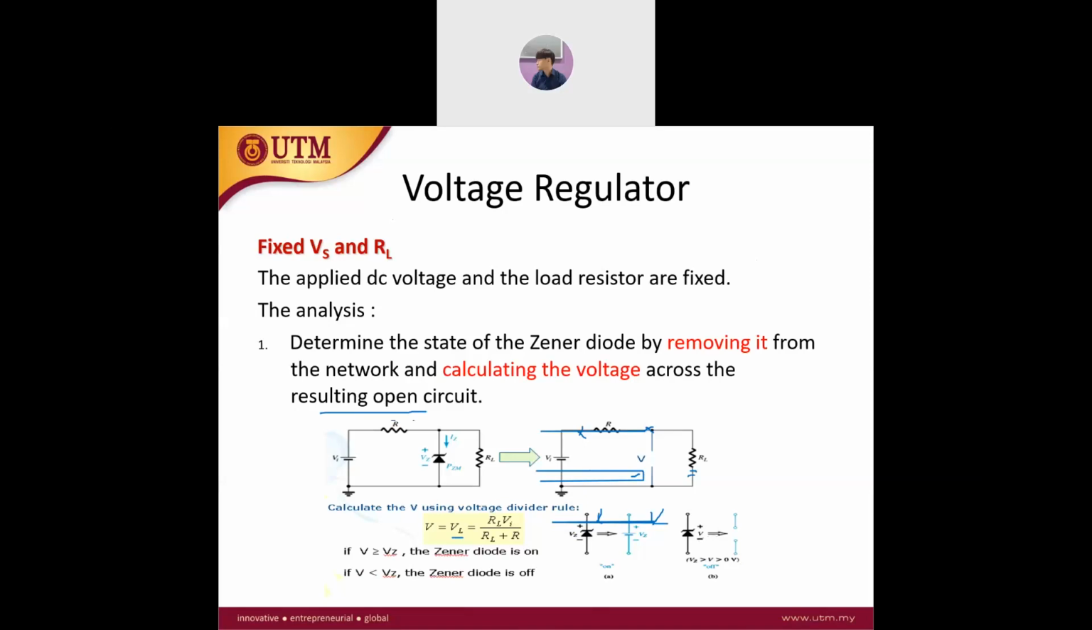So you can see, if you have positive and negative, the diode is turned off.